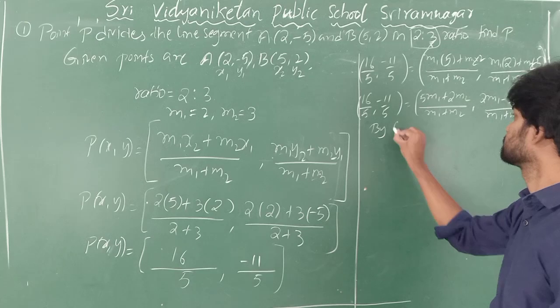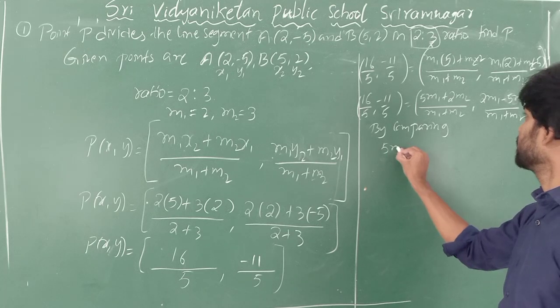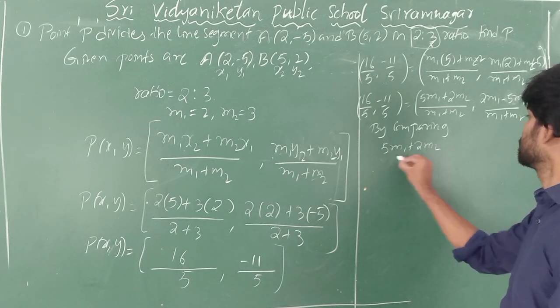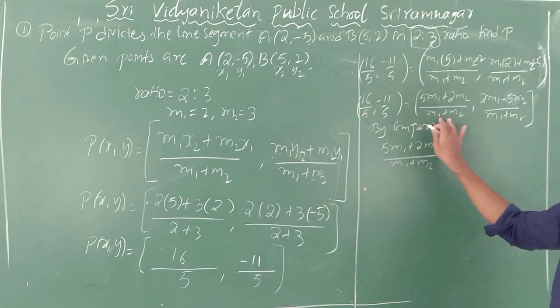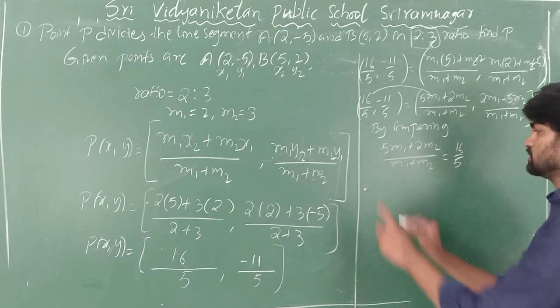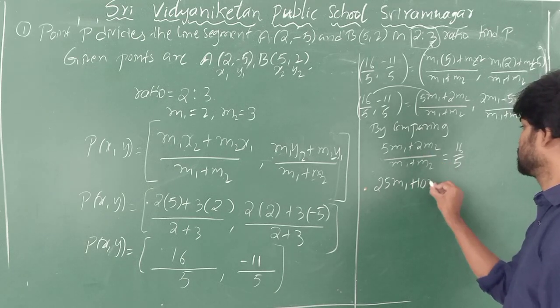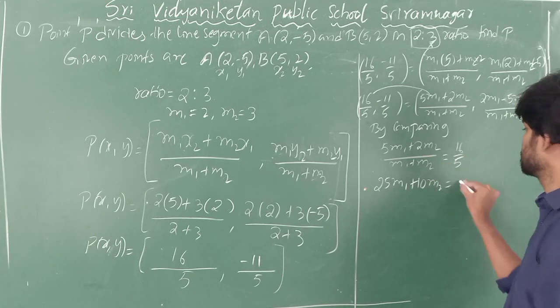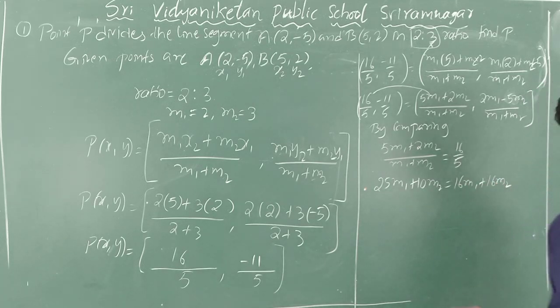By comparing, 5m1 plus 2m2 divided by m1 plus m2 is equals to, this is the x coordinate, so x coordinate to x coordinate, we will get 16 by 5. Do cross multiplication. 5 5s are 25m1 plus 2 5s are 10m2, equals 16m1 plus 16m2. Write m1 on one side, m2 on the other side.